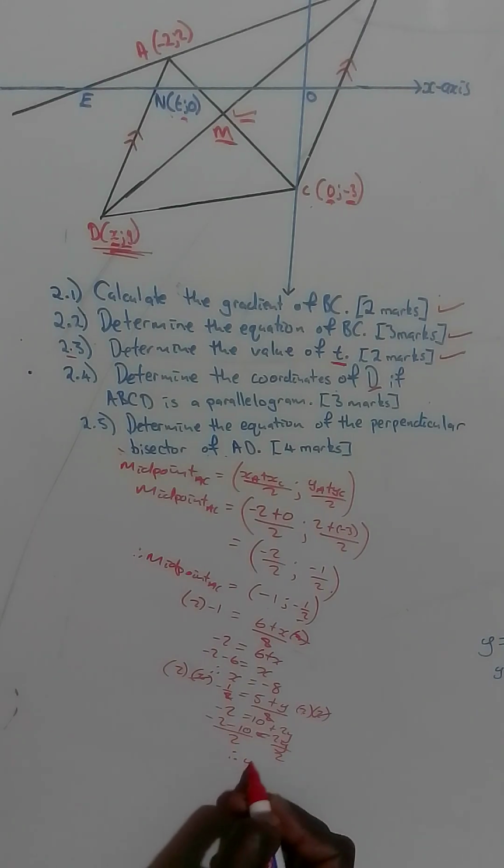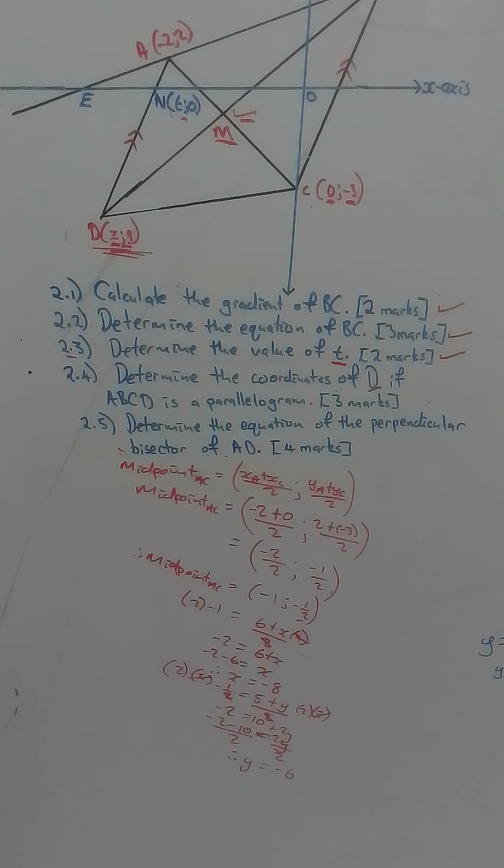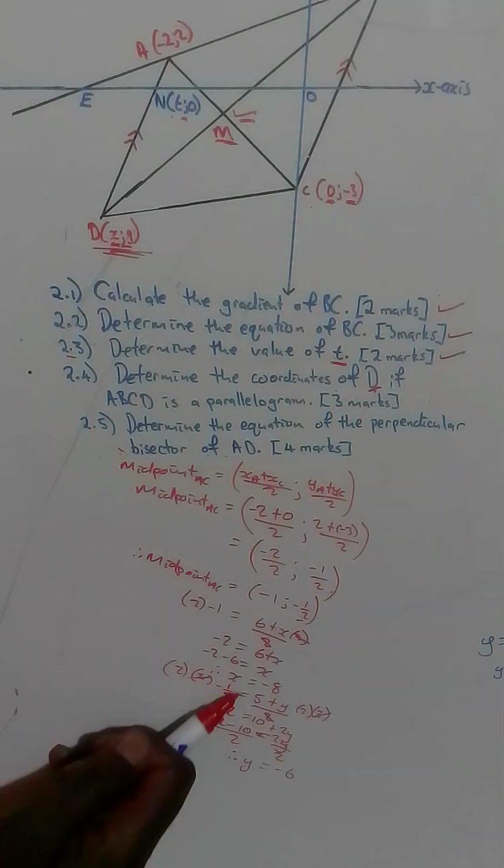Therefore, I can conclude that my y is equal to -12, negative divided by positive, it's a negative sign. -12 divided by 2 is -6. You can just put it in on your calculator like this, and it will give you -6. Remember, they said I must determine what? The coordinates of point D.